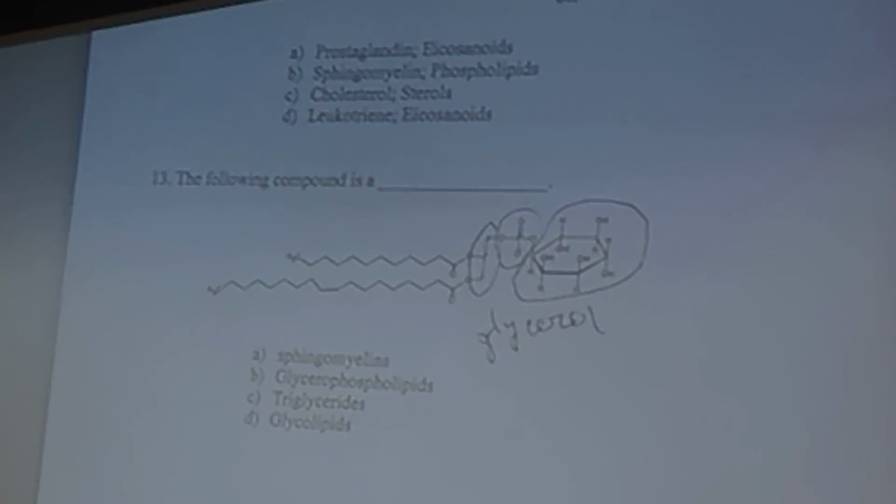And also in the glycolipid there is no phosphate. Glycolipid contains sphingosine and the carbohydrate. There is no phosphate in the glycolipid if you look carefully at the structure.